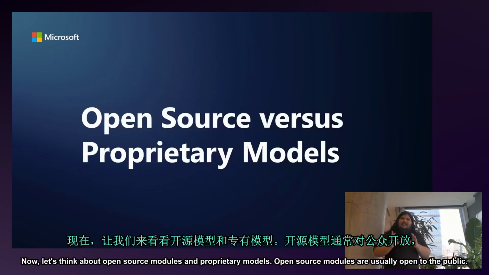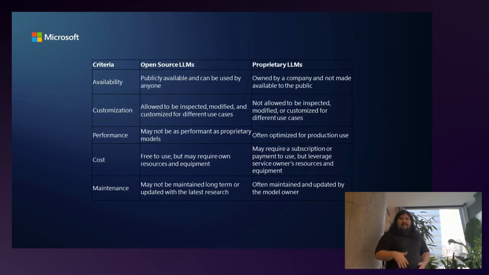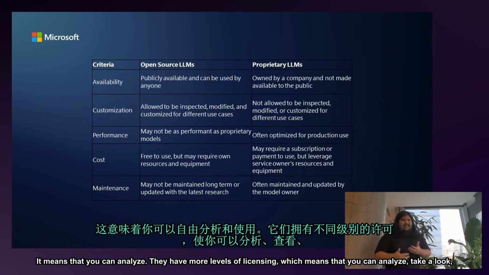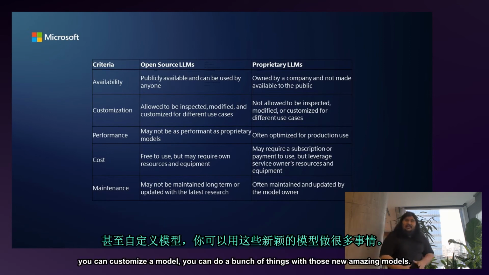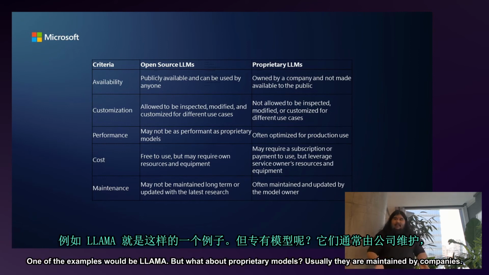Now, let's think about open source models and proprietary models. Open source models are usually open to the public. They have more permissive licensing, which means that you can analyze them, take a look, customize a model, and do a bunch of things with those new amazing models. However, usually they are the least funded models and can have older architectures. One example would be Llama.